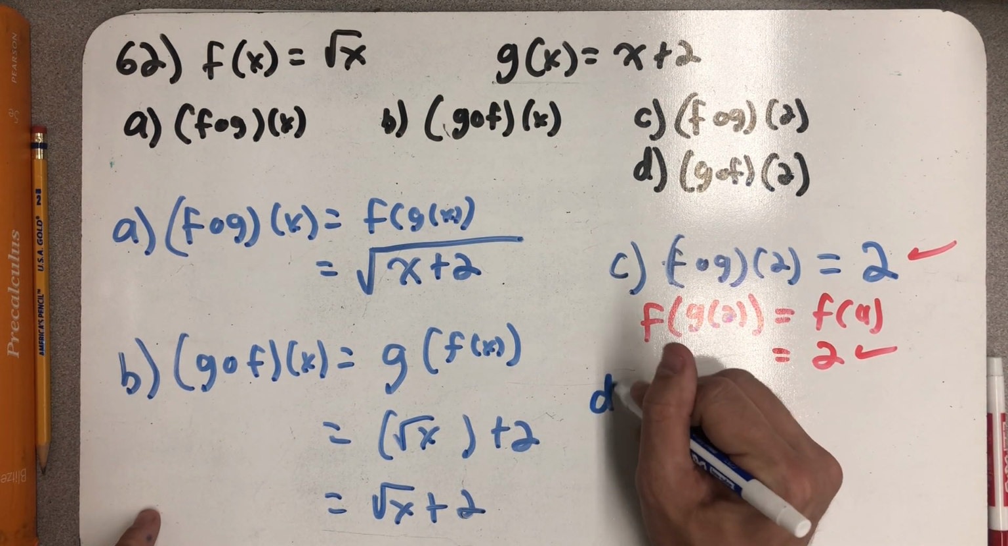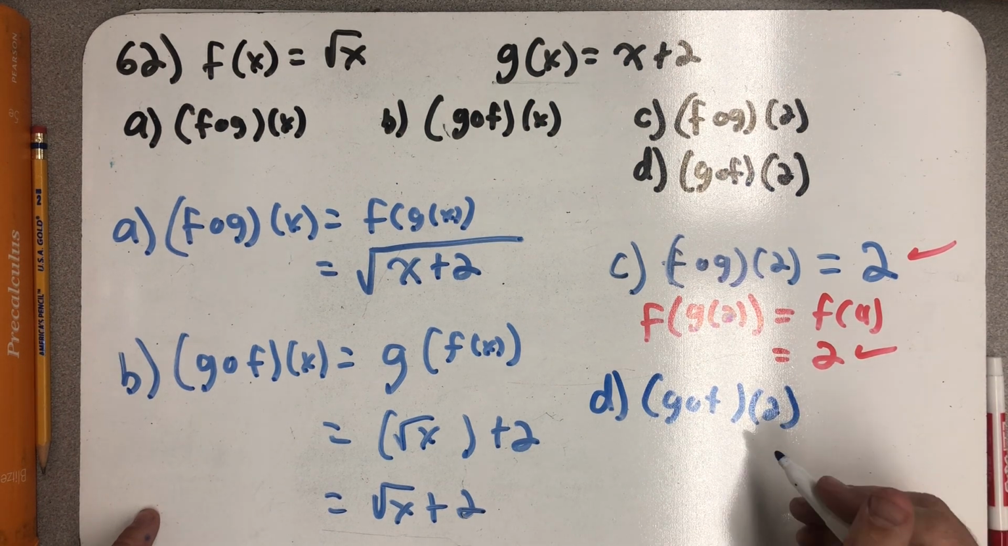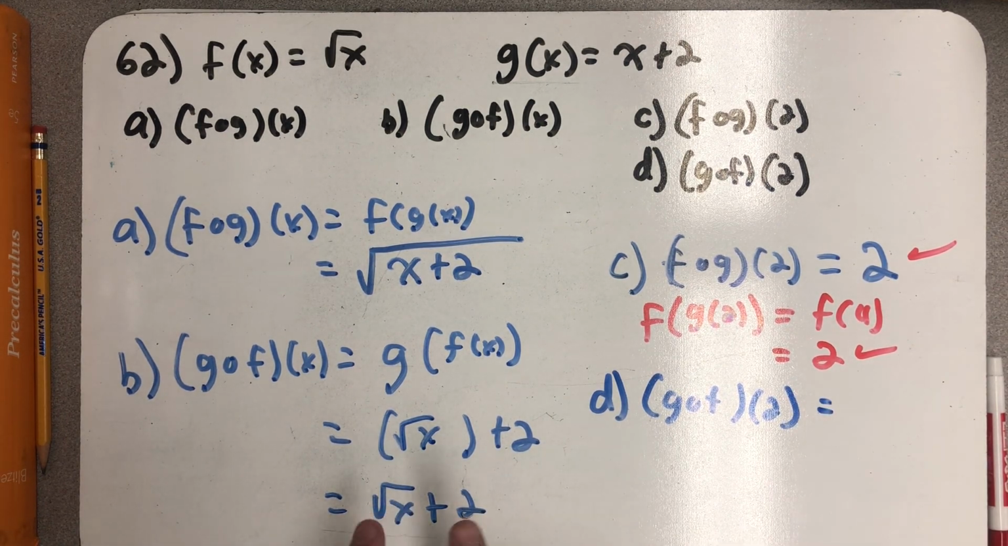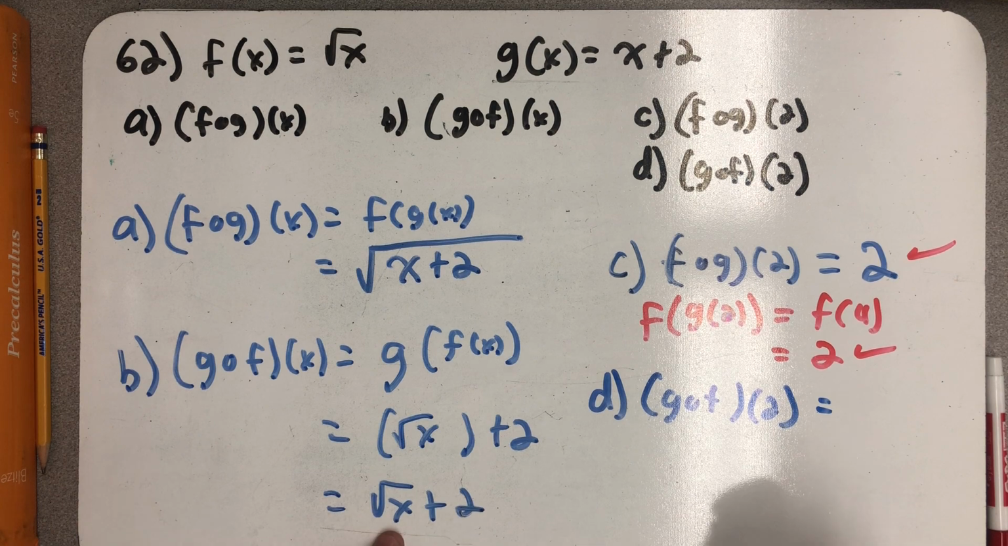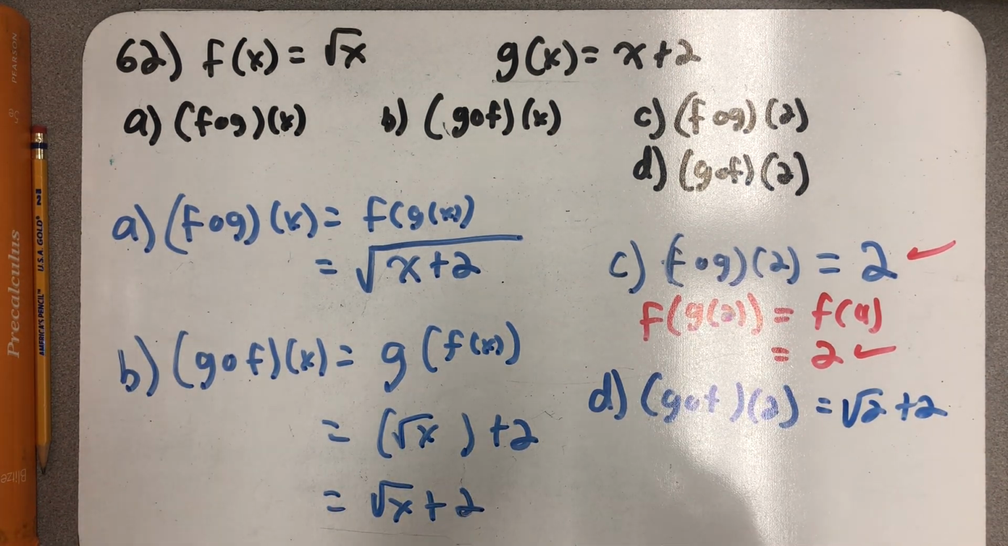Part D. G composed with f of 2. Again, we have a formula here, so I could just plug the 2 in. Root 2 plus 2. I'm not going to round it or do anything with it. That's a nice, happy, exact answer.